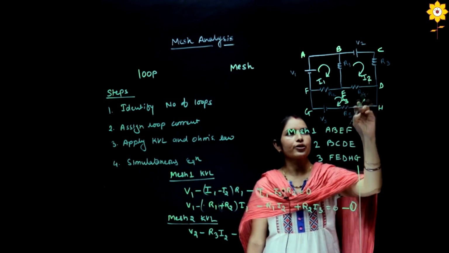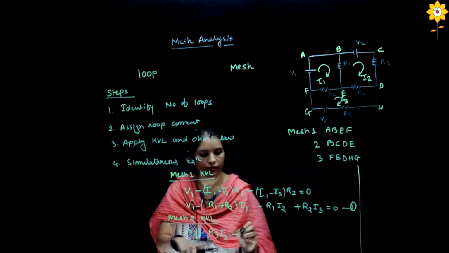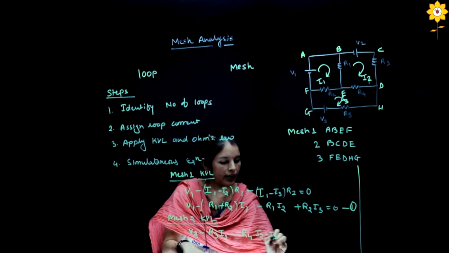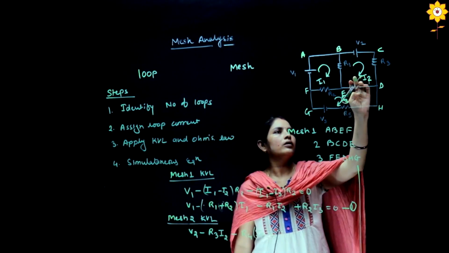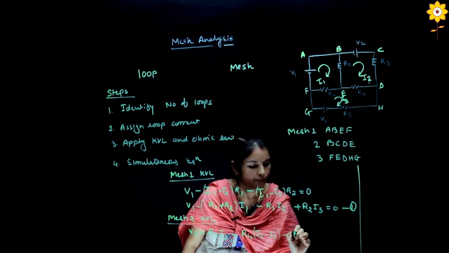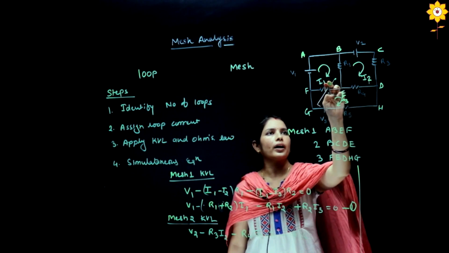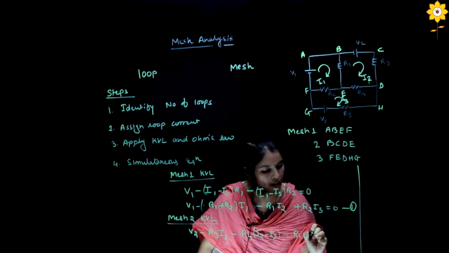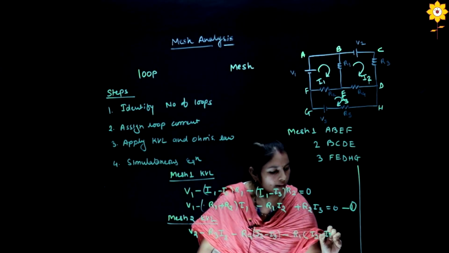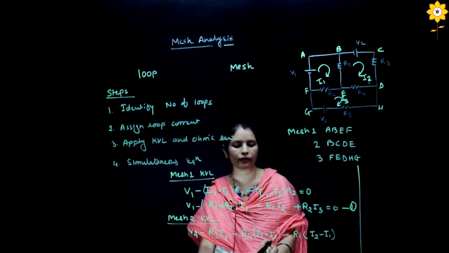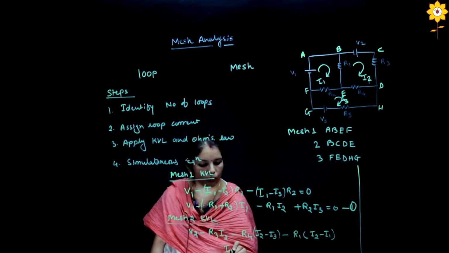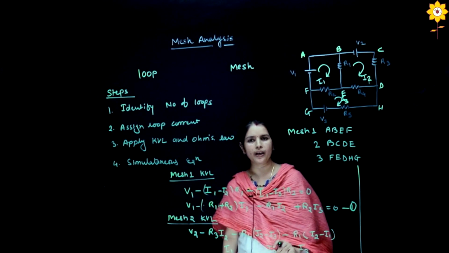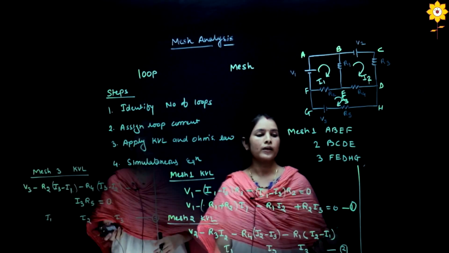From R4 we have two currents I2 and I3, both in opposite directions. We are considering I2's current, so R4 into I2 minus I3, and for R1, I2 and I1 both are flowing, but we are considering I2's current, so it will be I2 minus I1. This again we will solve for the unknowns I1, I2 and I3, and likewise we will get equation number 2.